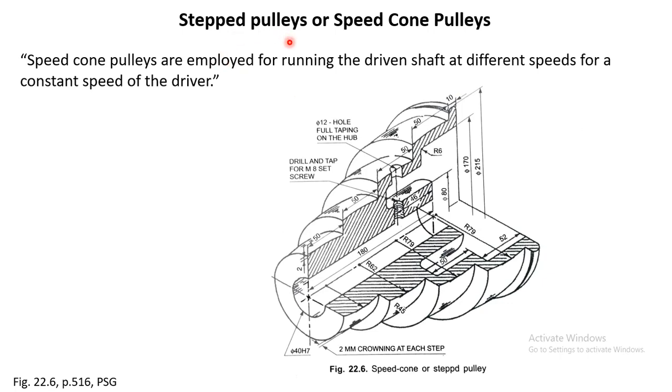Another type of pulleys are stepped pulleys or speed cone pulleys. Speed cone pulleys are employed for running the driven shaft at different speeds for a constant speed of the driver. So if you need to change the speed frequently, in that case you can shift the belt from one place to another so that the speed ratio will be changed, and because of the changed speed ratio the driven pulley will rotate at different speeds. So this kind of cone or step pulleys are used both in the driver side as well as in the driven side, so that you can get a variety of speed ratios.